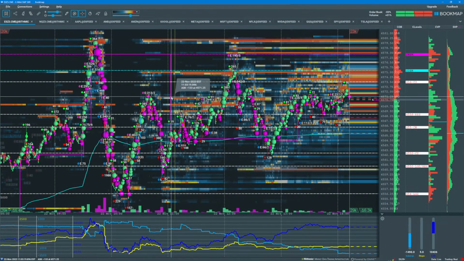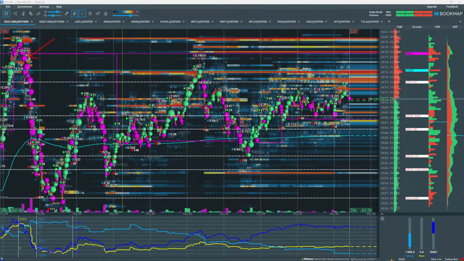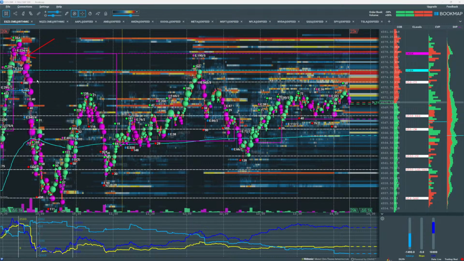All right, so there was the short setup this morning, very clear read in Bookmap. Huge shift in order flow, green volume dots to magenta volume dots. Also, iceberg orders providing a clue, as well as options traders shown in Hero.